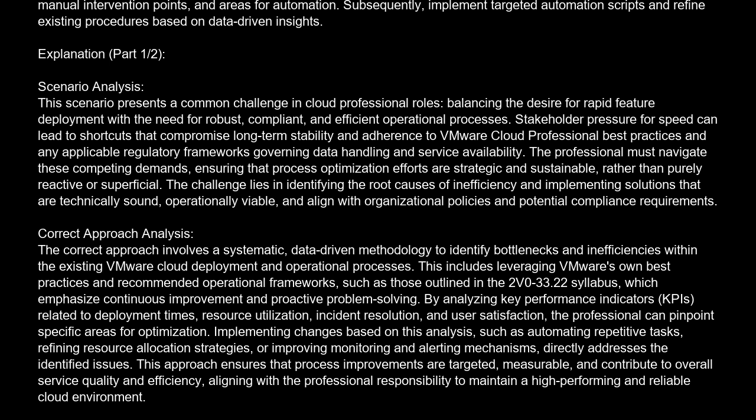Implementing changes based on this analysis, such as automating repetitive tasks, refining resource allocation strategies, or improving monitoring and alerting mechanisms, directly addresses the identified issues. This approach ensures that process improvements are targeted, measurable, and contribute to overall service quality and efficiency, aligning with the professional responsibility to maintain a high-performing and reliable cloud environment.